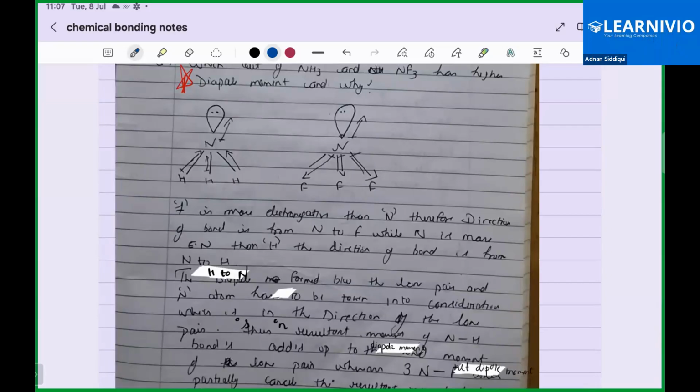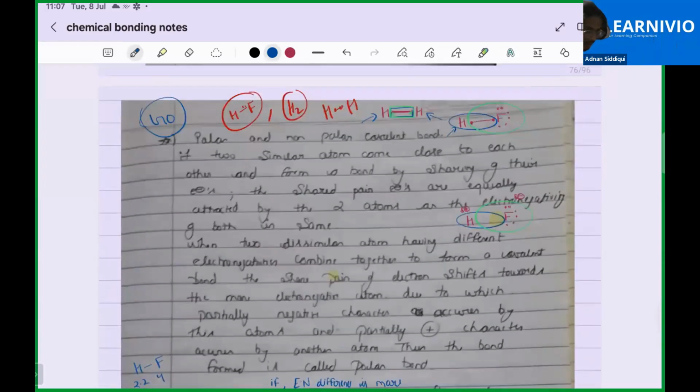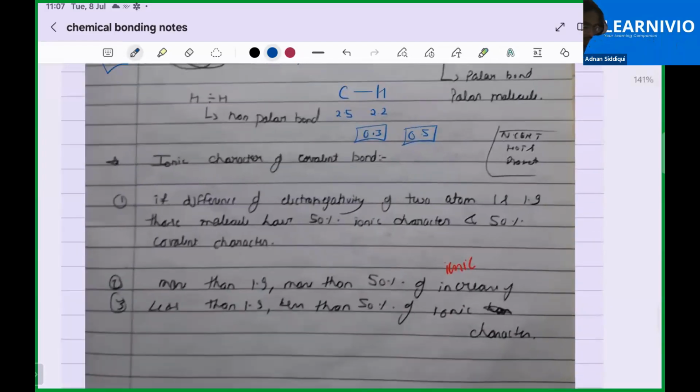Here's my charger. Meanwhile, try to read the ionic character of covalent bond.